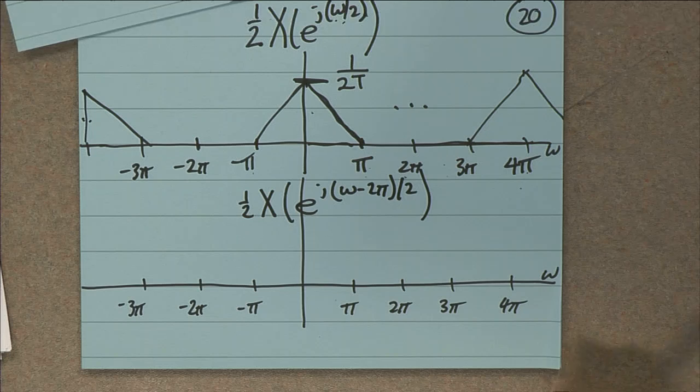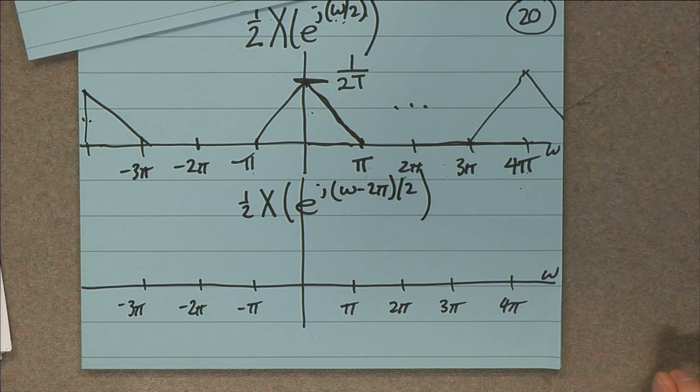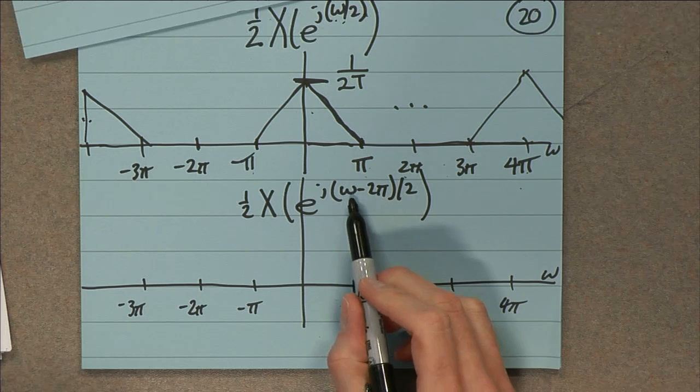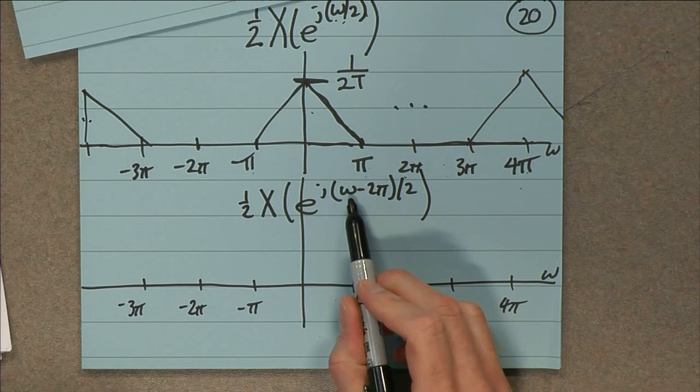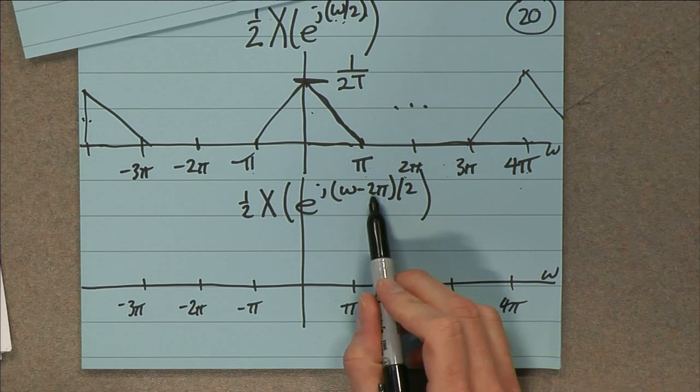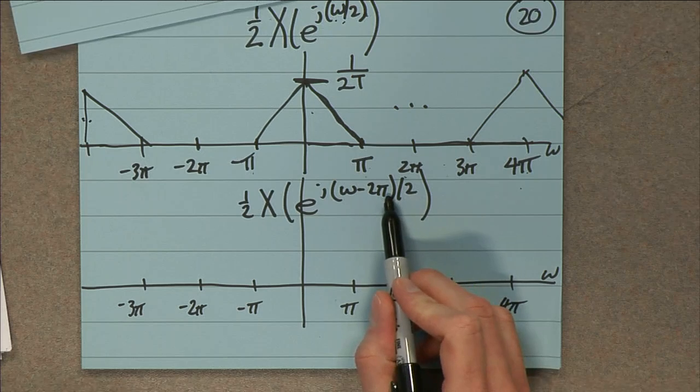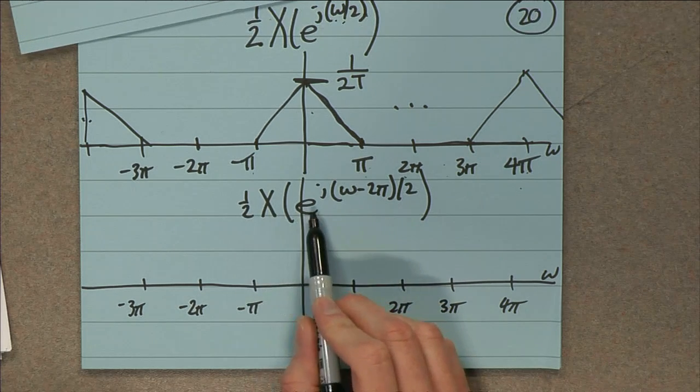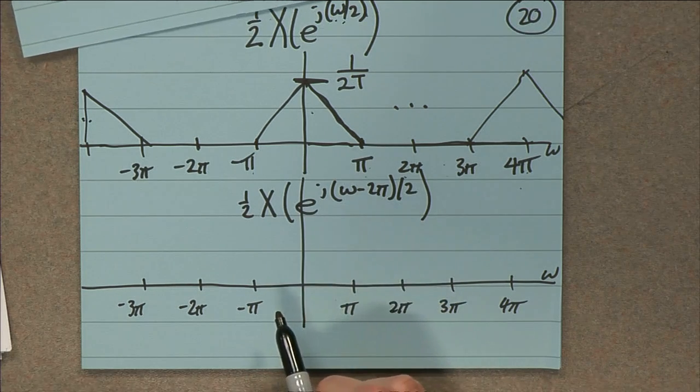So let's just start plotting it. How could we do that? Well, we could just choose an omega out of hand. Let's just choose one, any one, right? Let's choose omega equals 0. If that's the case, 0 minus 2 pi is minus 2 pi, divided by 2 is minus pi. So we have 1/2 X(e^j(minus pi)).